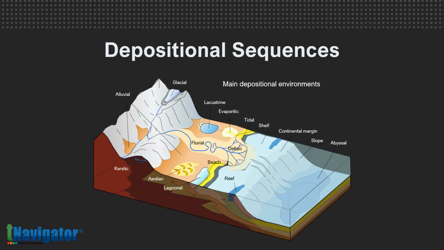So depositional sequences, just to set everybody in the right frame of mind. We find oil and gas in a wide variety of depositional sequences, both terrestrial and shallow marine, deep marine. We've got tools in tNavigator that help to model all of these environments.